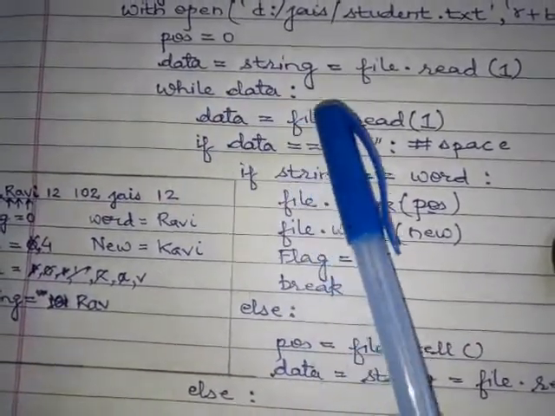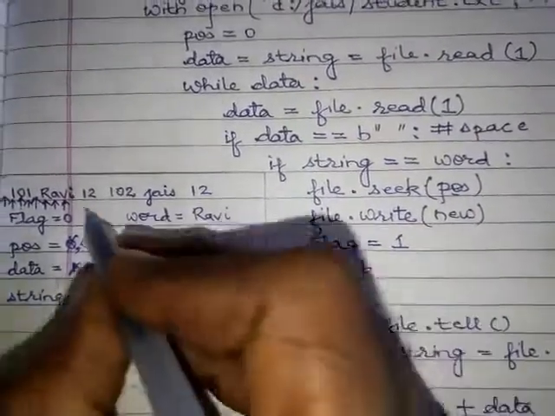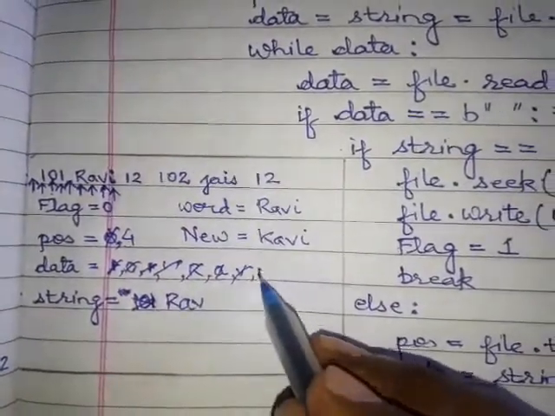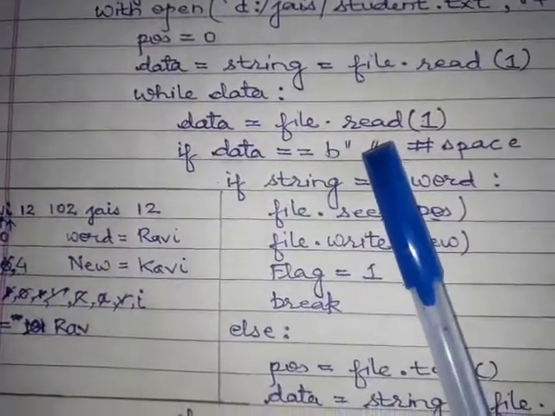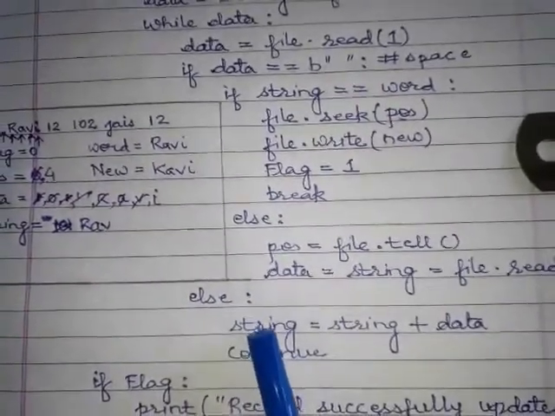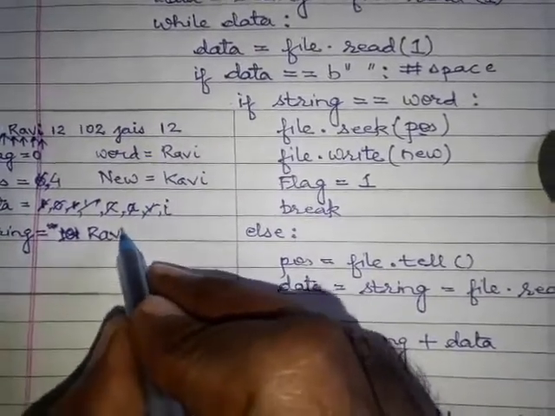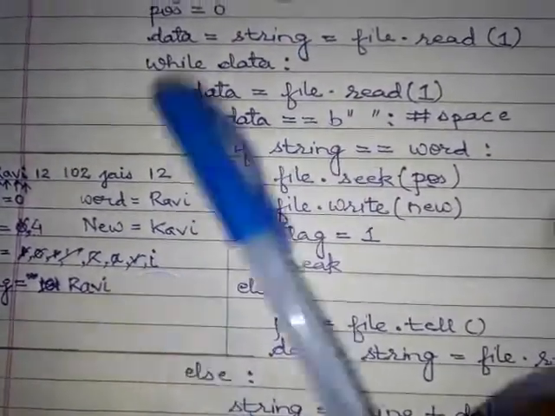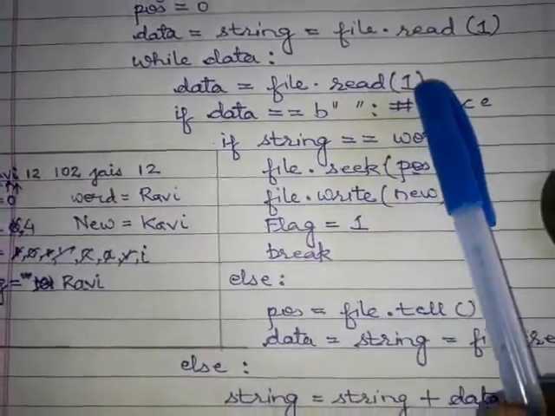In the while loop, data equals the next byte. Data contained V, and after V the next byte is I, so data will now contain I. If data equals space, no, it is not space. So this if block is skipped, and we go to its else part. String equals string plus data. Whatever the data is, I will be appended here. Now continue. Data contains I, so the loop condition is not false. Data equals file dot read 1.